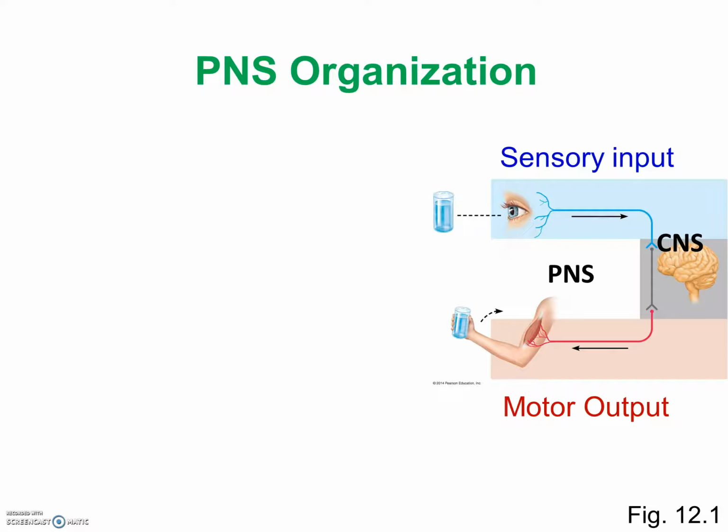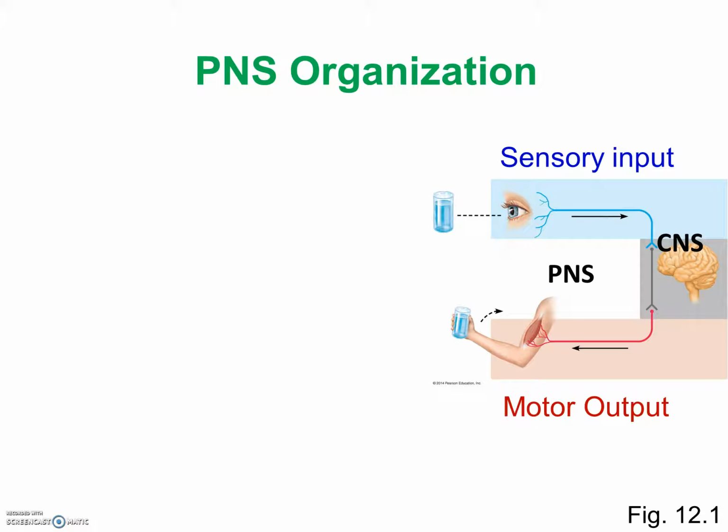So you might remember this picture from our first nervous system lecture. It's reviewing the scenario where we have sensory input that goes to the brain and then motor output. Now remember, the peripheral nervous system is the sensory input, so in this picture it's seeing the glass, and the peripheral nervous system also includes the motor output, which in this scenario is grabbing the glass.